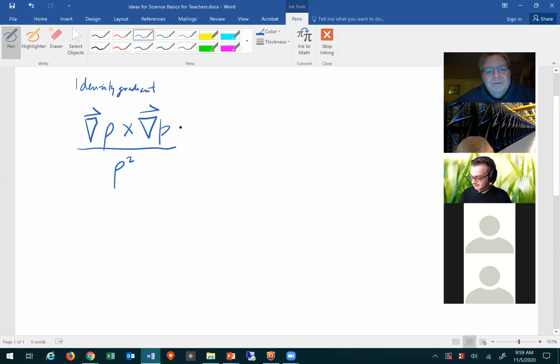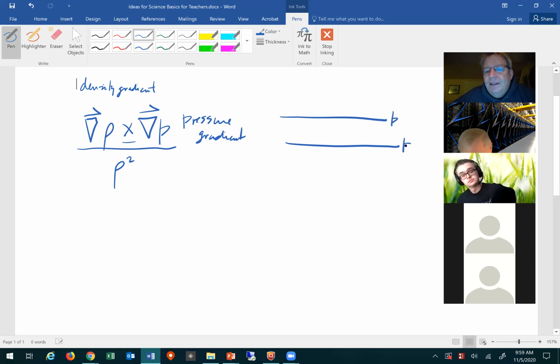What is this? That's the pressure gradient. Cross product tells me these are both vectors. Remember, gradients? Gradients are vectors that point downhill. So I have a density. Now, instead of density, isn't this two isobars? Isn't that a pressure gradient? Yeah. What is that? Temperature gradient.